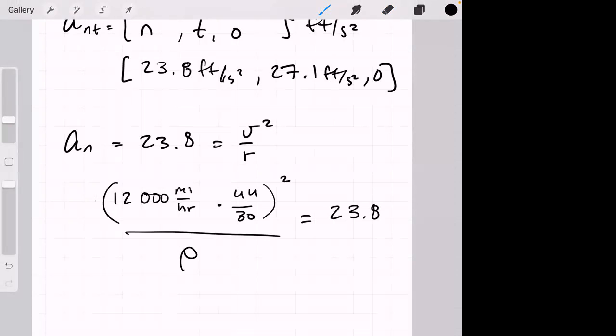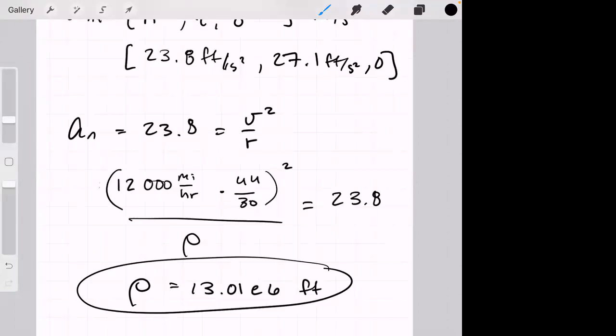So now with our v squared over r and our a_n, where you can deal with some curvilinear motion, we find rho that is equal to 13.01 e to the 6 feet. So quite large, but we would expect a large number with a rocket.